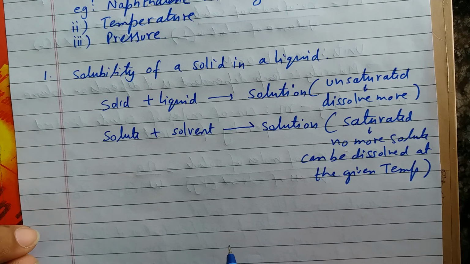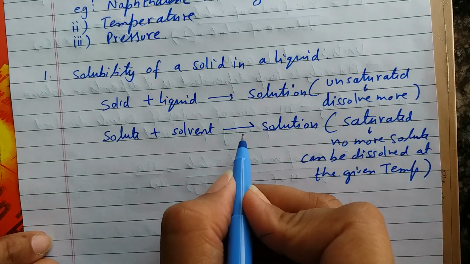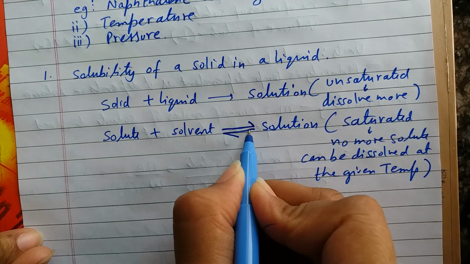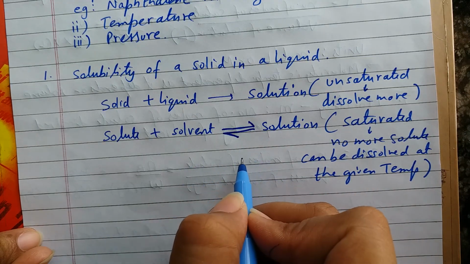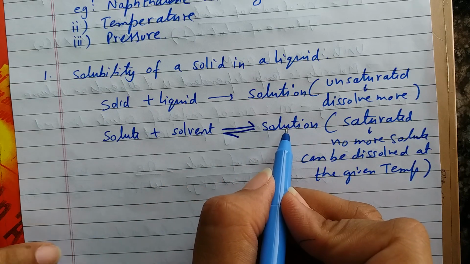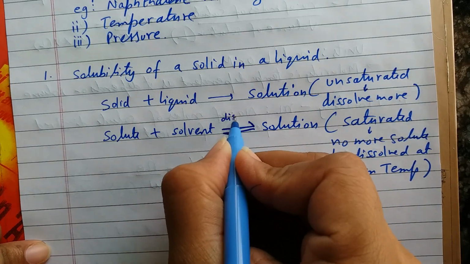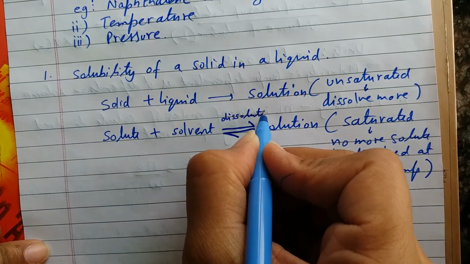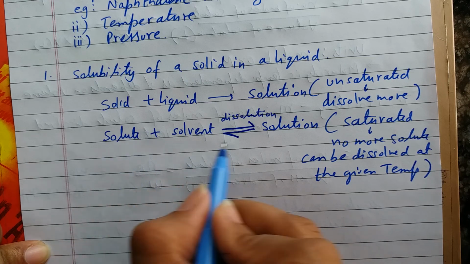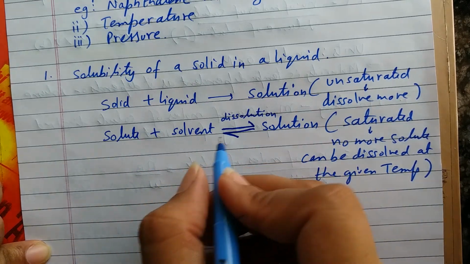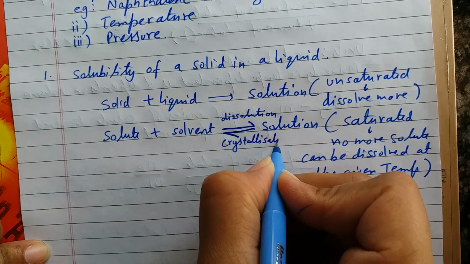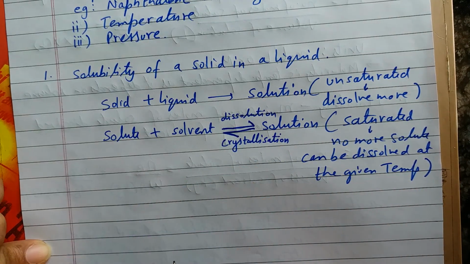Okay. And what happens is, when the solution is saturated, there is an equilibrium established between the left side and the right side, which means the solute and the solvent will mix together to form the solution. What is this process known as? This process is known as dissolution. And at the same time, from the solution, the solute will be separating out. So the reverse process will also be happening here. And that process is called crystallization. So there are these two processes going on hand in hand at equal rate.